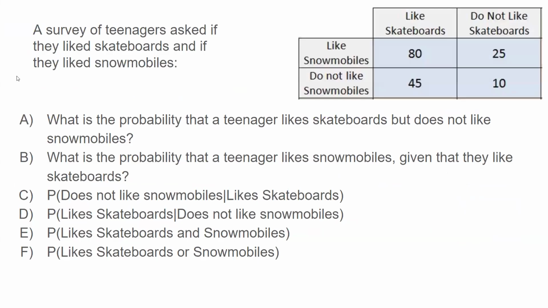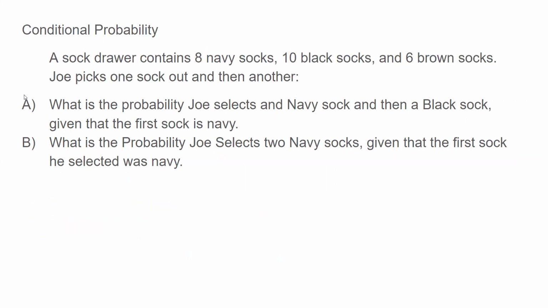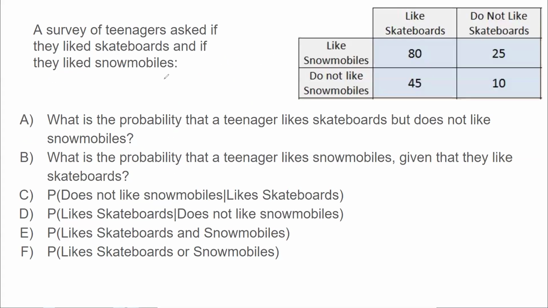Okay, so now we got our two-way table and some conditional probability. All right, we got our information here. So the first thing we want to do is add them up. So 80 plus 25 is going to give us a total of 105. So 105 teenagers like snowmobiles. 55 do not like snowmobiles. 125 like skateboards, and then 35 do not like skateboards.